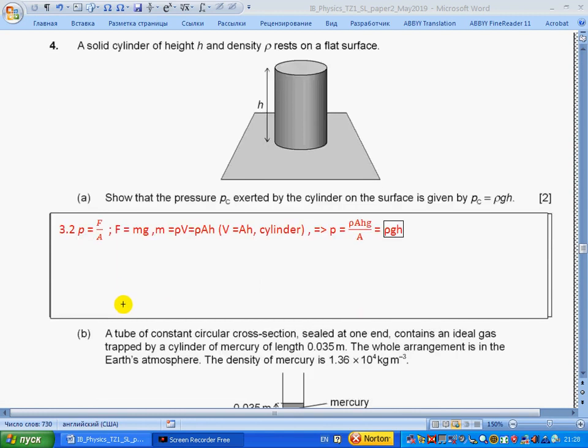Question 4. A solid cylinder of height h and density ρ rests on a flat surface. A. Show that the pressure exerted by the cylinder on the surface is given by ρgh. Actually, we are using the formula for pressure from a liquid. Section 3.2 gives us pressure equals force over area. Here force is weight, so force equals mg. Mass equals density times volume. Volume equals area times height, because this is a cylinder. Substituting these expressions and cancelling A, we get ρgh.